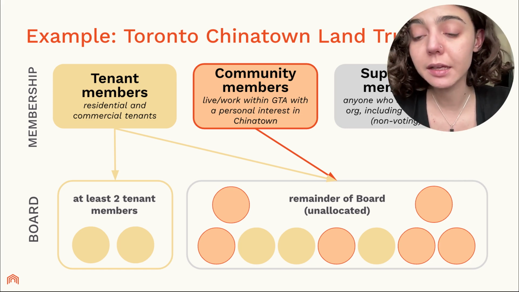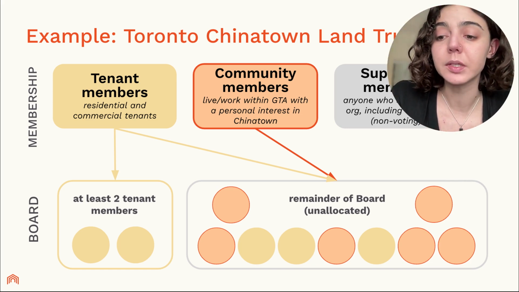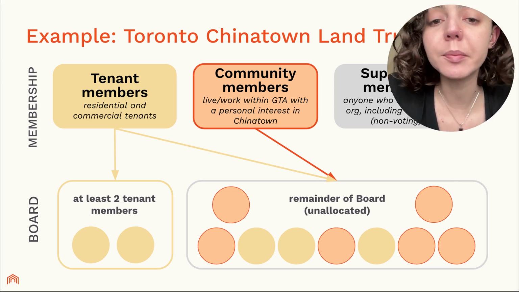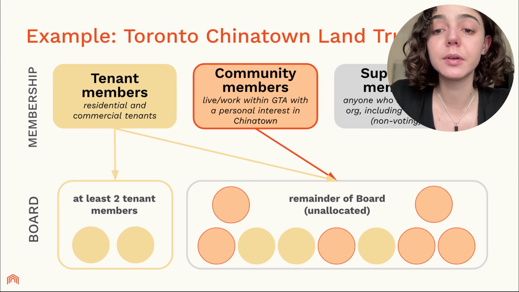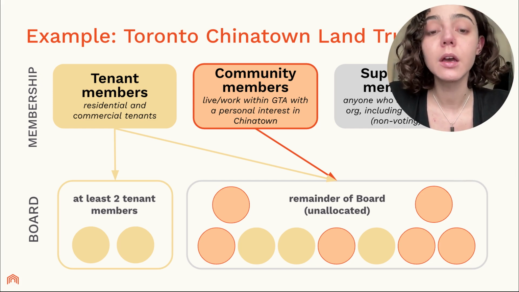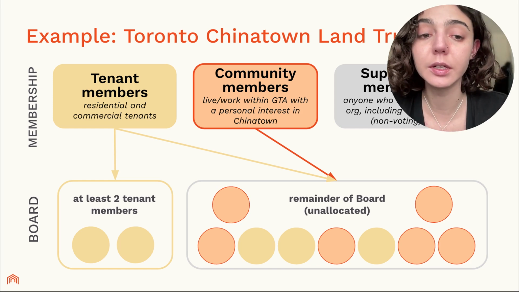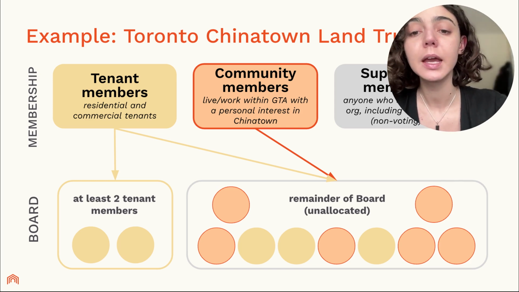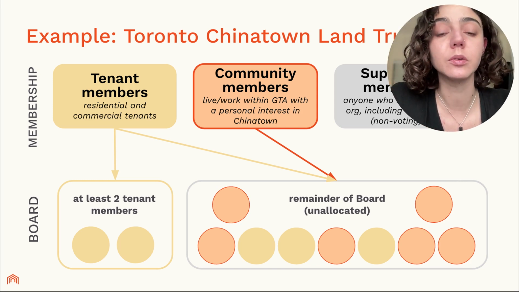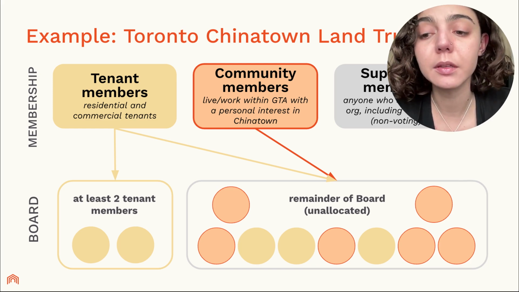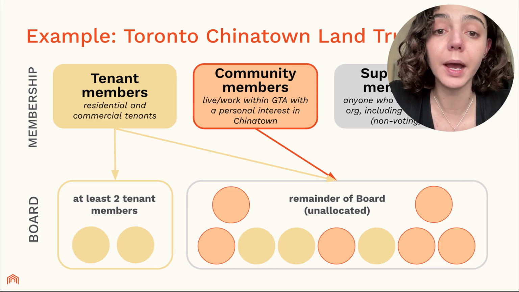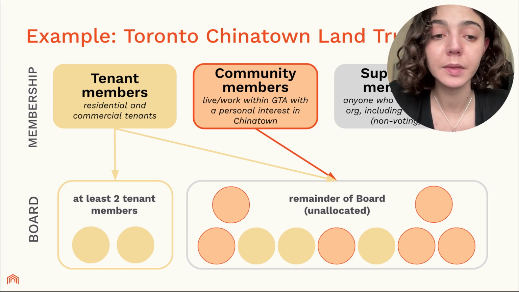They don't have any tenants yet, but when they do, the tenant members will elect at least 2 tenants to the board. Then they have community members, defined as anyone who lives or works within the GTA who has a personal interest in Chinatown. So they're kind of leaving that open to reflect the broader group who have ties to that area. And then they, again, have supporter members who are non-voting.